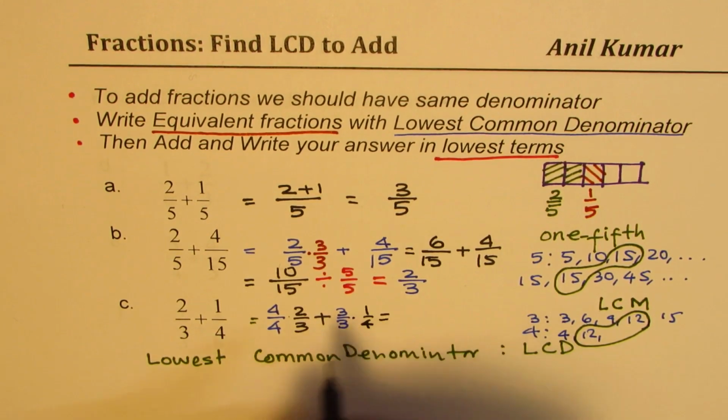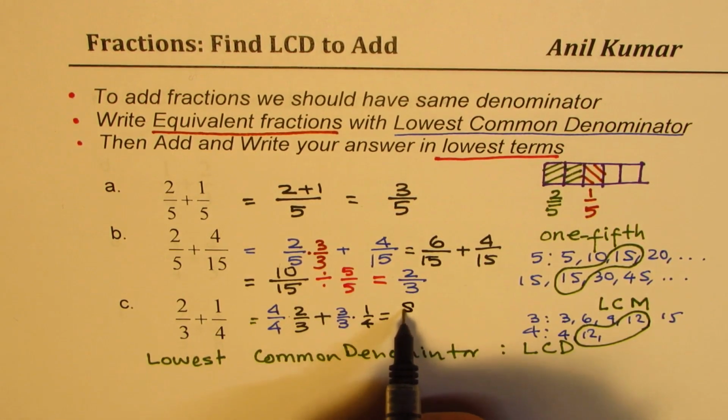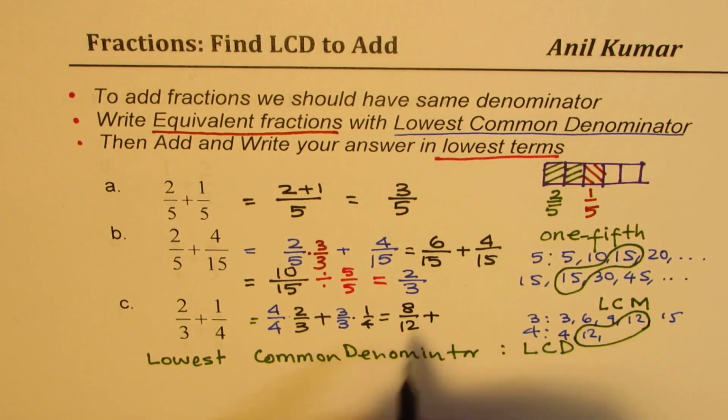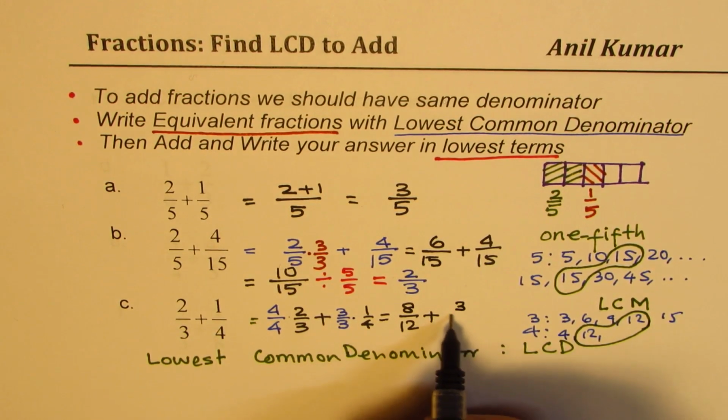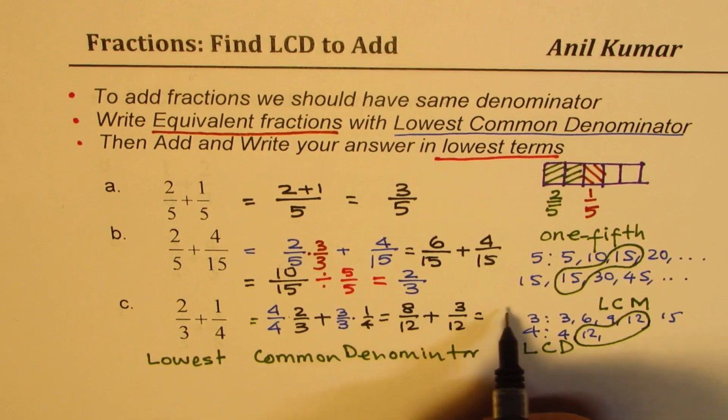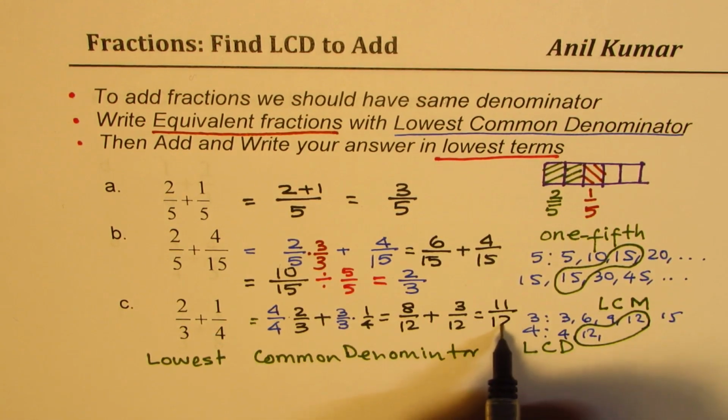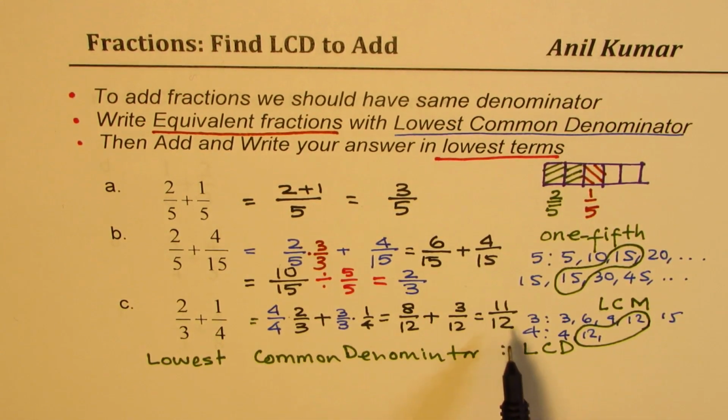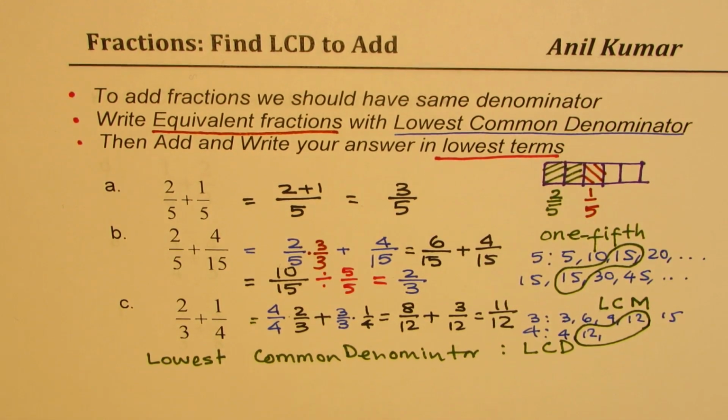So if you do that, you get 4 times 2 as 8 over 12 plus 3 times 1, which is 3 over 12. And when you add, you get 11 over 12. Now 11 over 12 does not have any common factor, so it is the lowest term. Perfect.